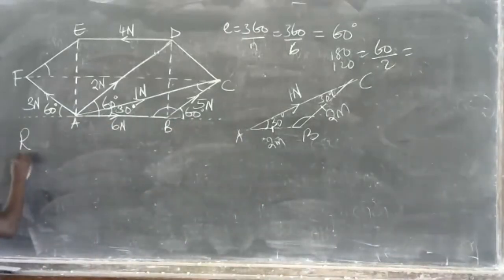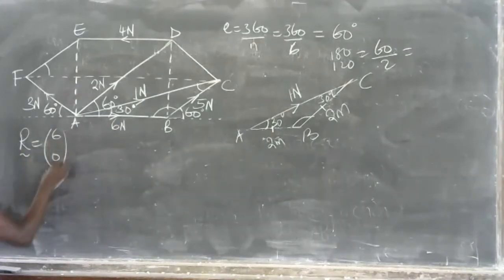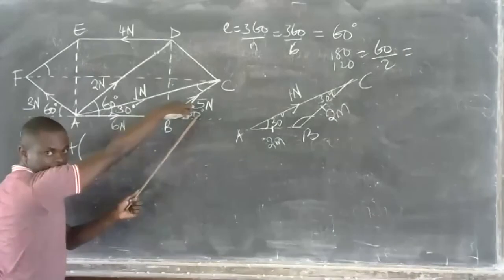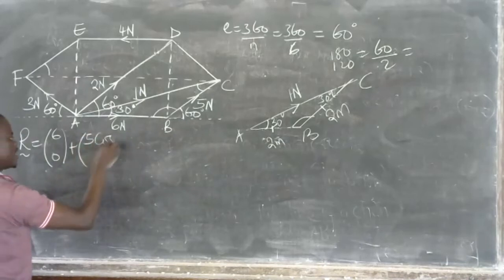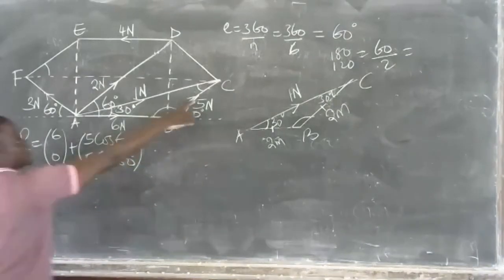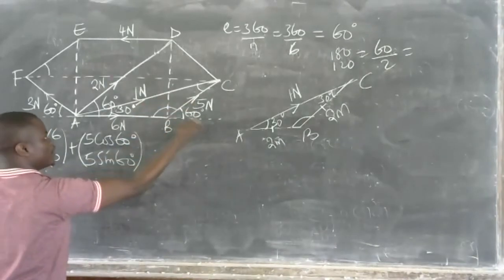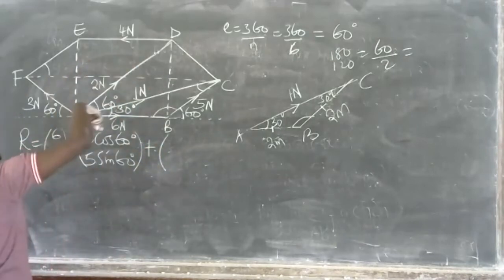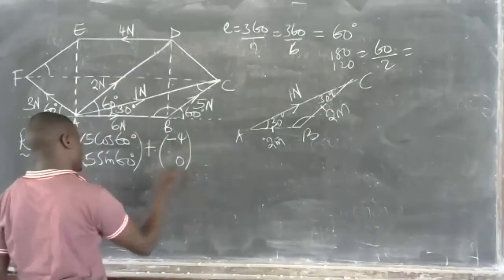So R is equal to, the first force here is 6, X is 6, Y is 0. I move to the 5 Newton's force and using this exterior angle of 60 here, it will be 5 cosine 60 degrees and 5 sine of 60 degrees. Because the force is going out from point B, the components will be positive. Plus, I'm rotating outside, we move to this force, X is negative and has no Y.